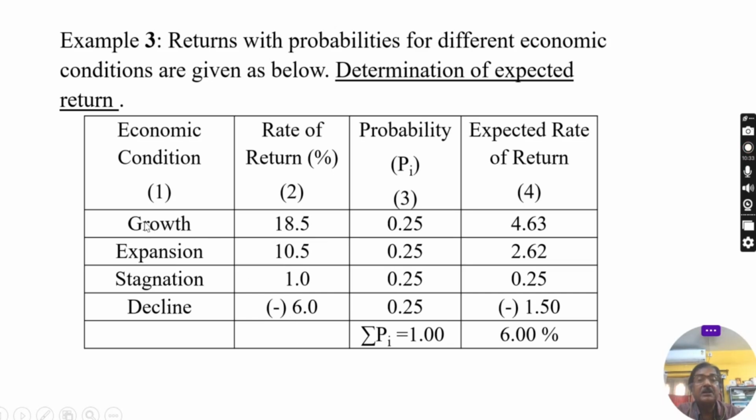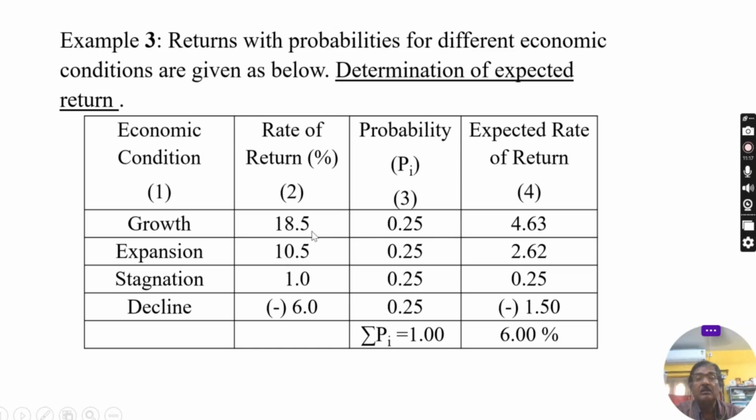The occurrence probabilities of the economic conditions are equal in this case. For simplicity, the probability is the same, 0.25, 0.25, like that. And the sum total is 1. We know the sum total of probability is 1. It is not necessary that it will always be equal, but in this case it is a coincidence that we have taken equal probability for the economic conditions. But the sum total must be 1.